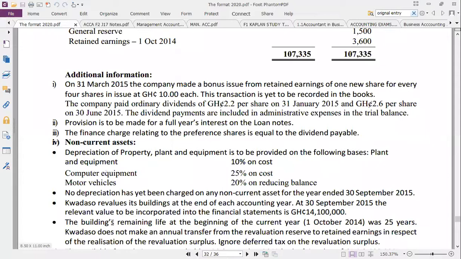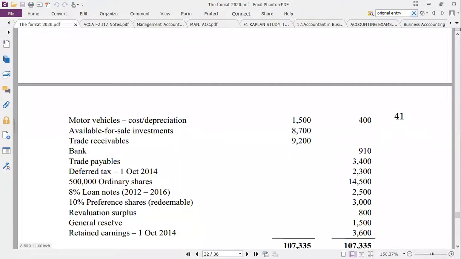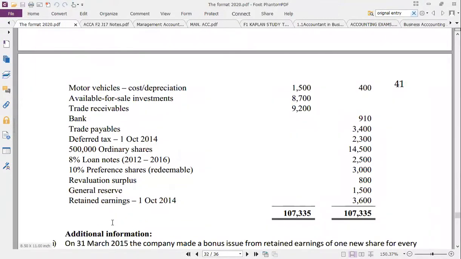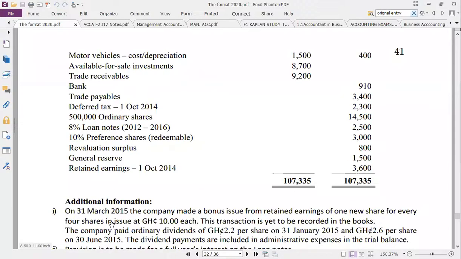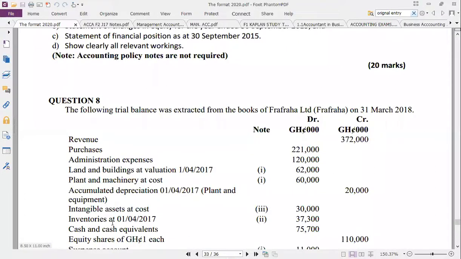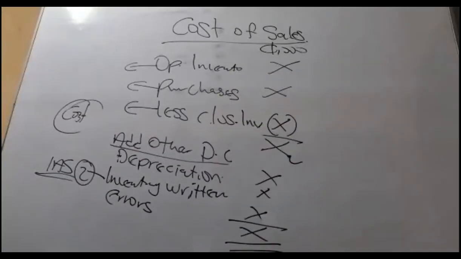Okay, let's see this one. No, it's not this. Good, in this one. So this question, that's question 8, Frafraha Limited. So question 8. Now the issue is this.